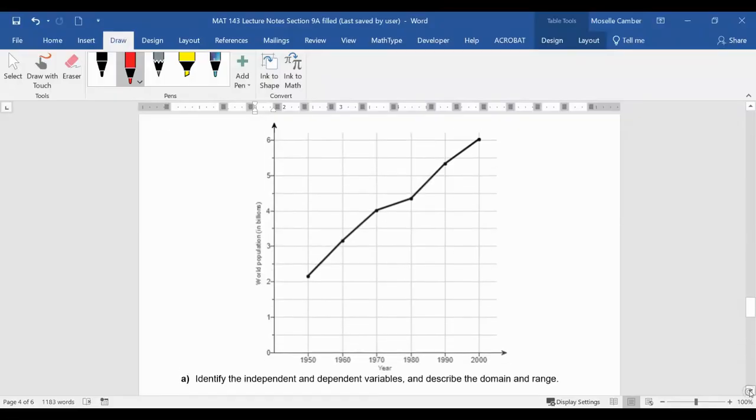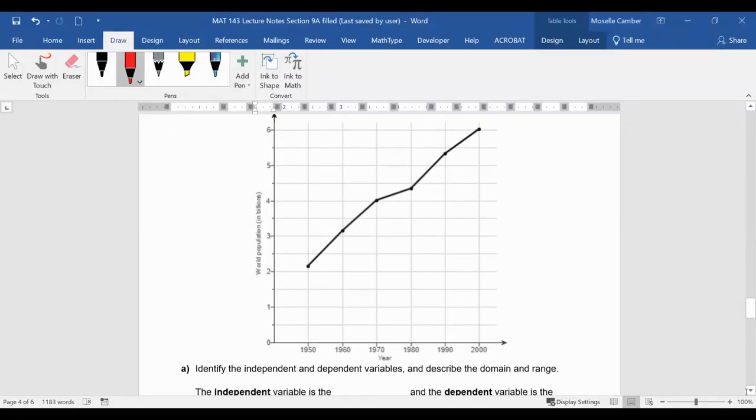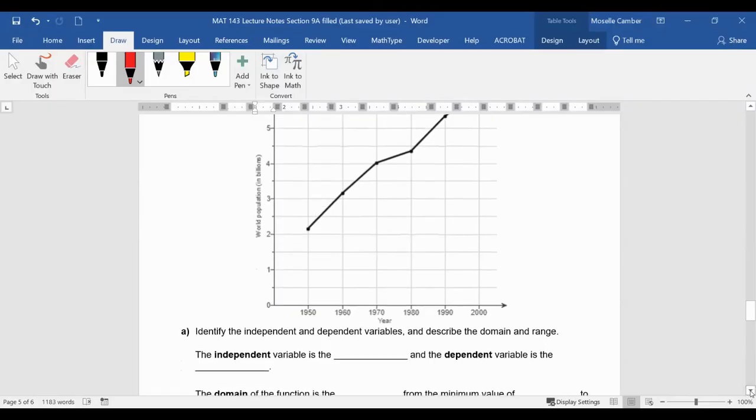Okay, let's look at an example. We have this graph here. So we're looking at different years and world population in billions. Each of these numbers here represents billions: 1 billion, 2 billion, 3 billion, 4 billion, and so on. So part A, we're going to identify the independent and dependent variables, and describe the domain and range.